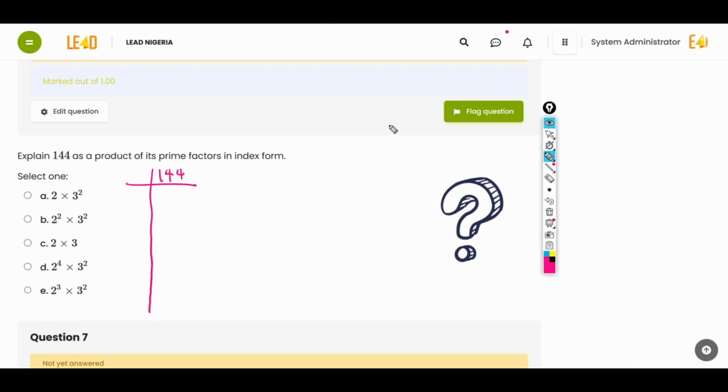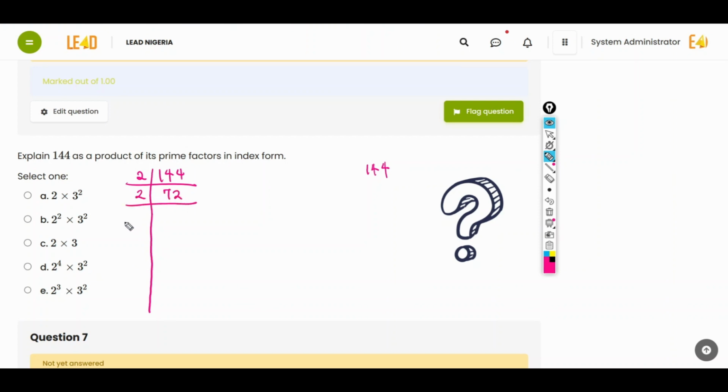I'll do the one where I keep on dividing by prime numbers, just like you would do LCM. But I would also do the one where we just split up 144 continuously until we arrive at prime factors. Okay, so I can use 2 because it's a prime number. 144 divided by 2 is 72.